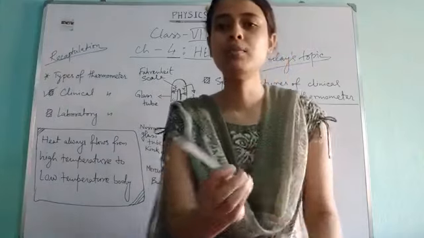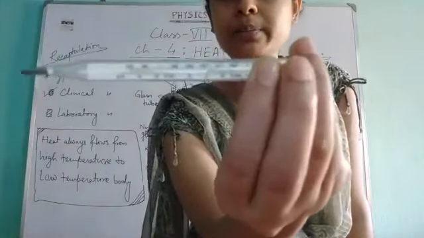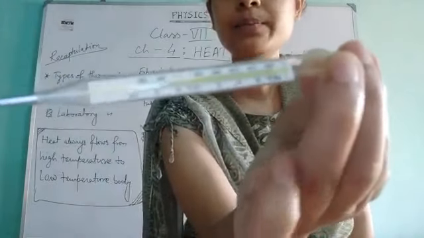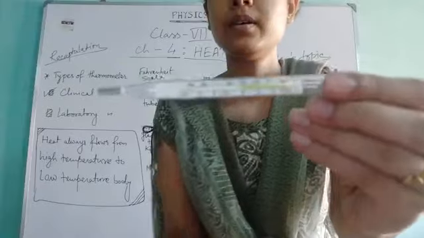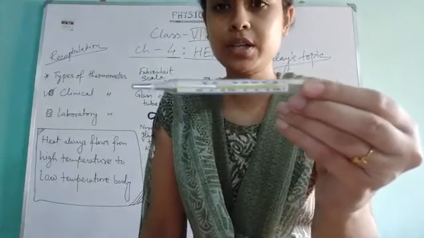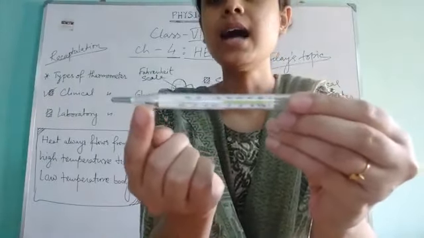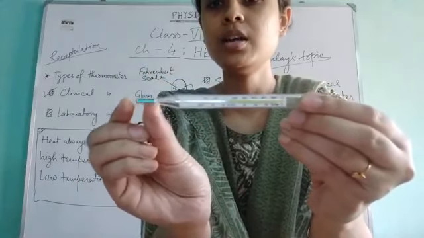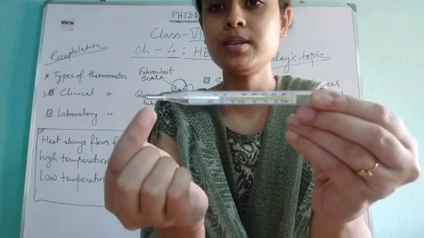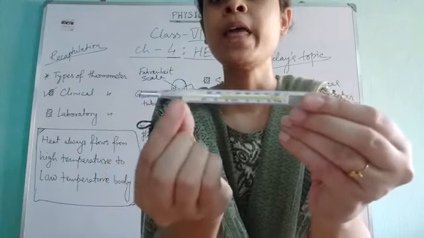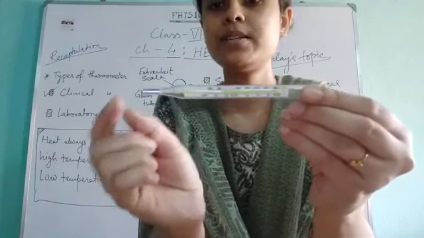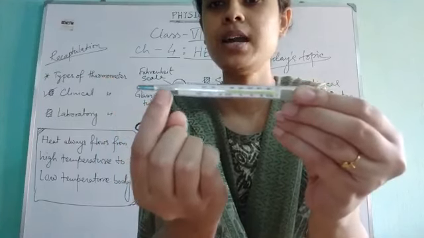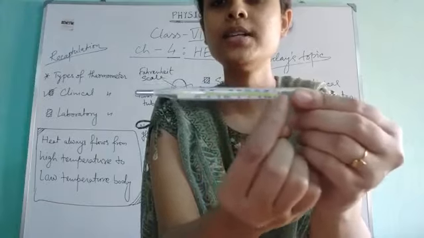I don't know how much it will be visible in this camera, but you can see this is the clinical thermometer. As you can see, it has a glass covering outside, and this is the section which has a shiny substance inside it, that is the mercury, and this is called the bulb. So the bulb contains the mercury. From this you can see a narrow glass tube inside it.